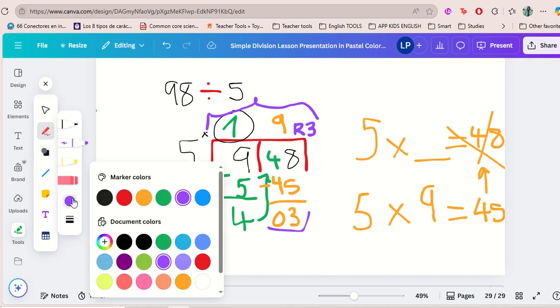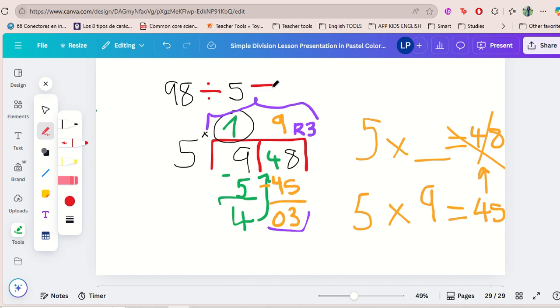So my quotient, or my queen, is, excellent. Give me a second. I want to change the color of my pen here. Excellent. So 98 divided in 5 is equal to 19, remainder 3. Excellent, guys, and that's it.